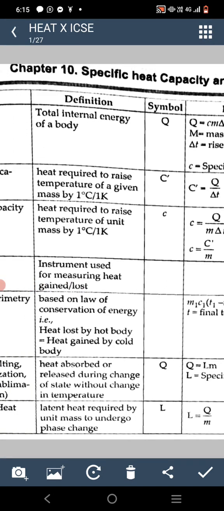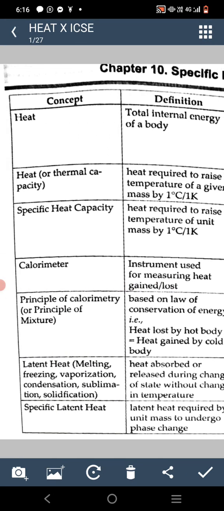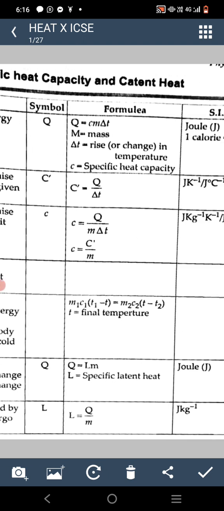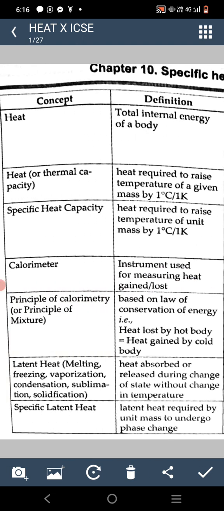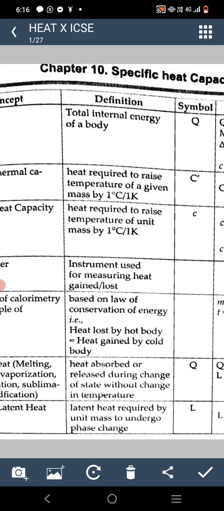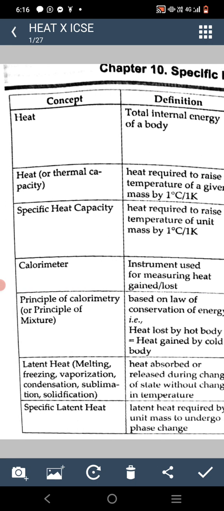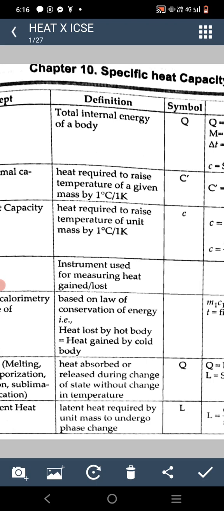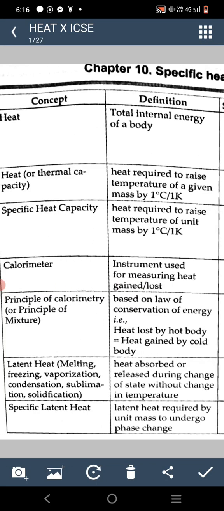So there are different terms in specific heat capacity and heat quantity. Heat is the total energy of a body, Q equals C m delta T. Heat or thermal capacity is the heat required to raise the temperature of a given mass by 1 degree Celsius. Specific heat capacity is the heat required to raise the temperature of unit mass. Calorimeter is an instrument used for measuring heat gained or lost.